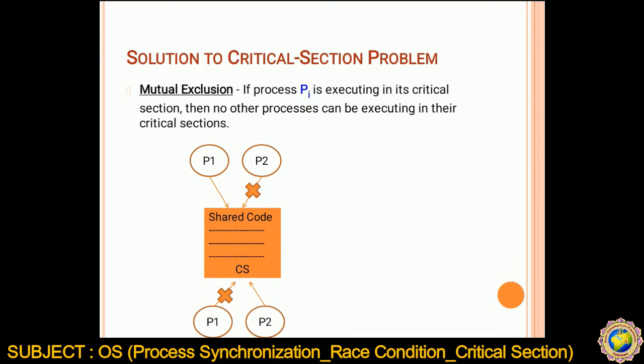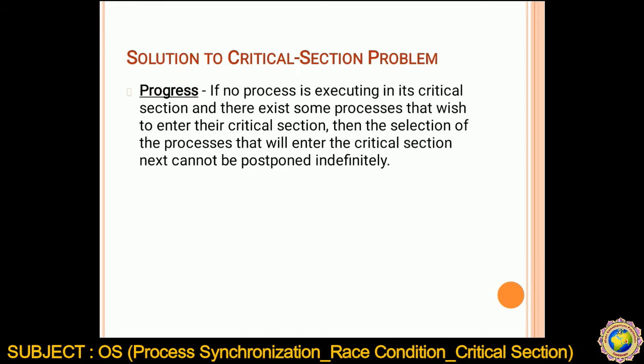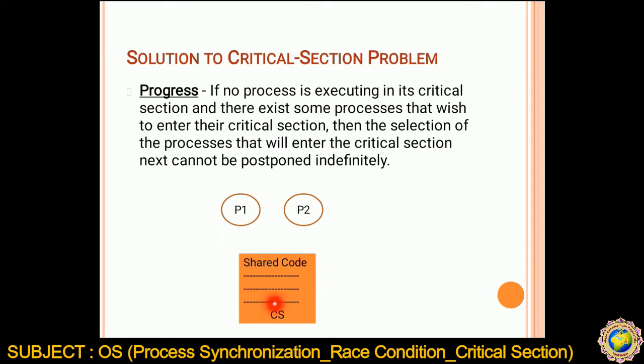Okay, next is progress. Progress means what? We have to first consider that P1 and P2 processes are there and the critical section is there. We consider first that there is no process in the critical section, and there exist some processes that wish to enter, P1 and P2. Then the selection of the process that will enter the critical section next cannot be postponed indefinitely.